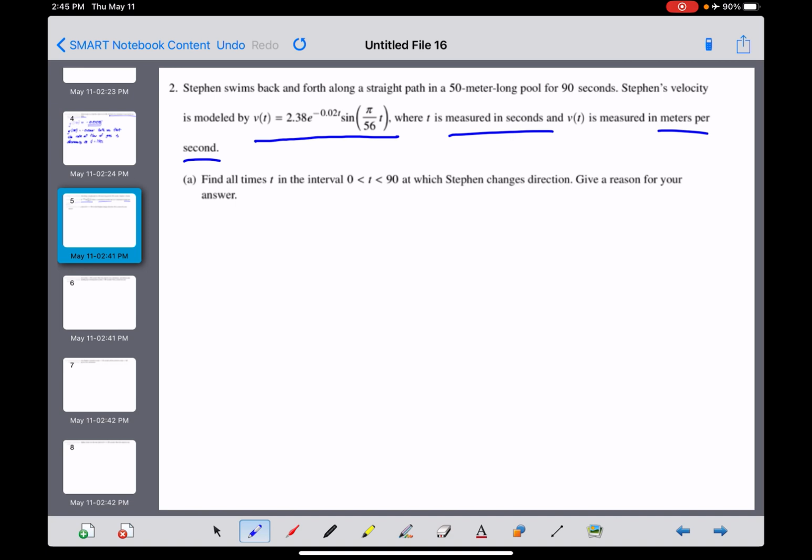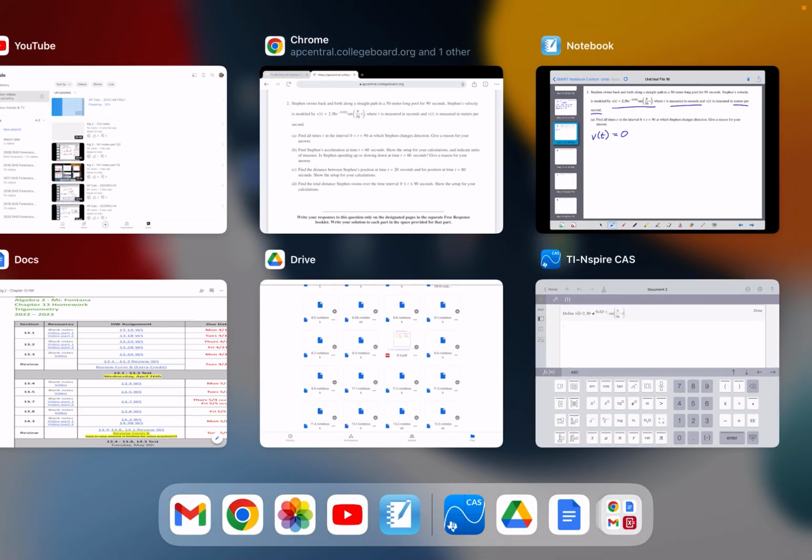So the first step to that is we're going to have to take our velocity function and set that equal to 0. But remember, guys, just because velocity is equal to 0 doesn't necessarily guarantee that we had a change in direction there. Velocity actually has to change sign on that interval. So for that reason, it might be faster to go ahead and graph this function and then just take a look at where from 0 to 90 it crosses the x-axis.